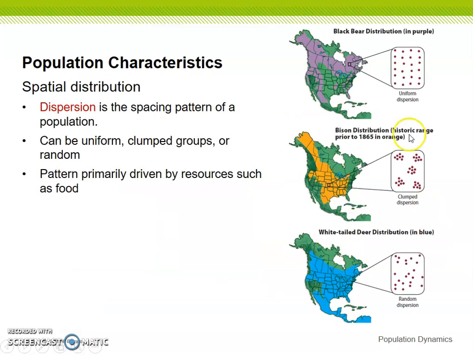Here are population characteristics. This chart or this infographic over here is in your notes. Spatial distribution. Dispersion is the spacing pattern of populations. It can be uniform, clumped, or random. Here we have uniform with black bear distribution. In yellow, we have bison distribution where they are clumped together. And down here in blue, we have white-tailed deer distribution, which is random. Generally, these patterns are driven by resources such as food, water, habitat.